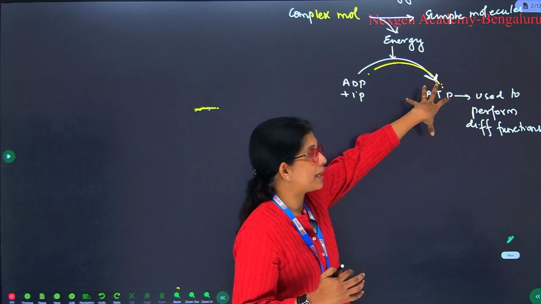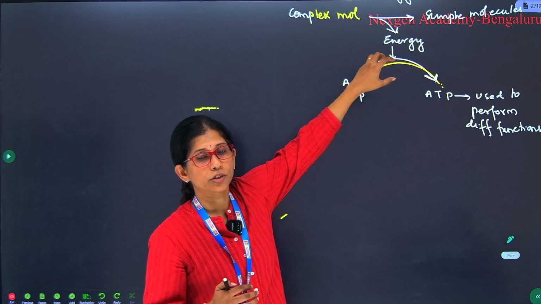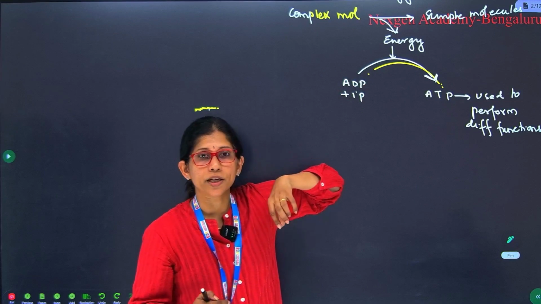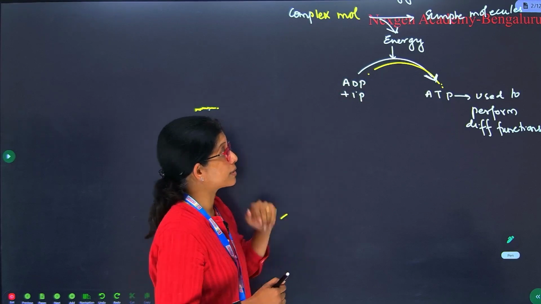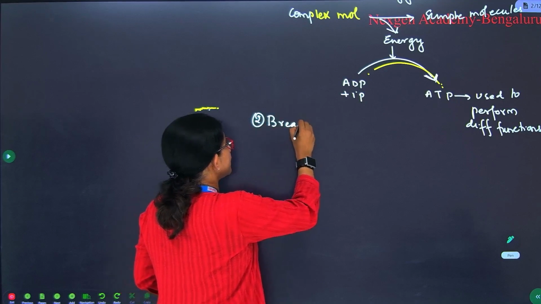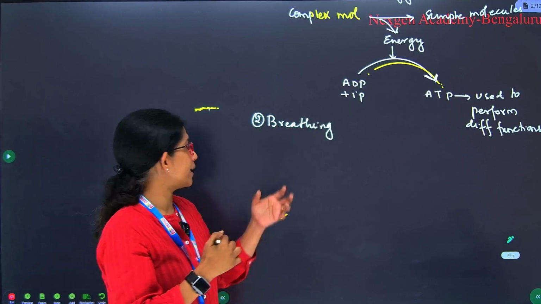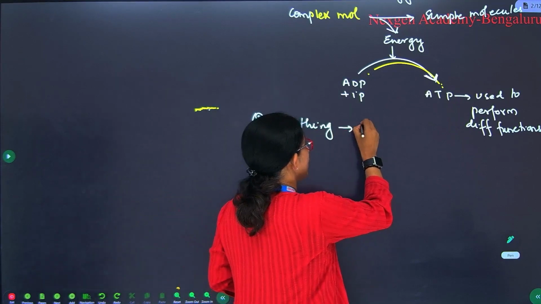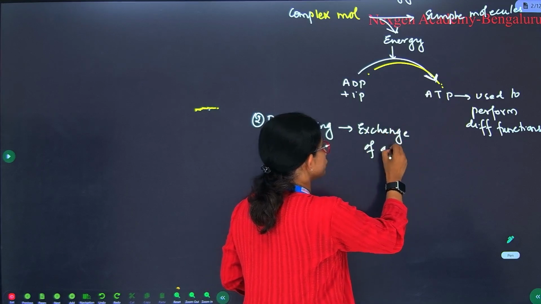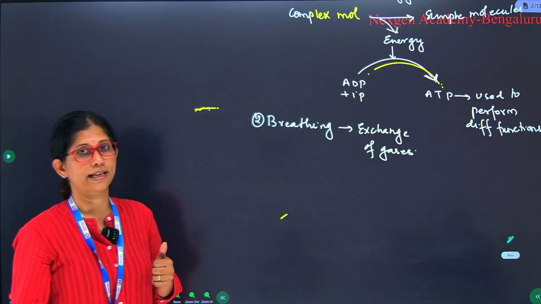Now, this ATP can be generated through the breaking down of complex molecules into simple molecules. So this is exactly what we mean by respiration, right? A very close term associated with respiration is breathing. Many times, many kids confuse respiration and breathing. Breathing is a simple exchange of gases. So no energy is produced during breathing. It is just exchange of gases, right?